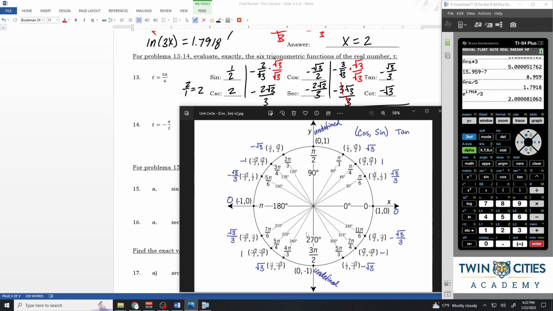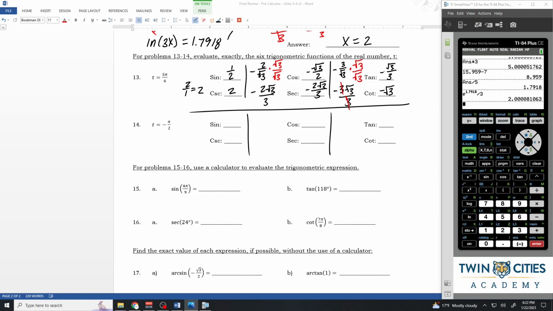So the sine is negative 1. The cosine is 0, and the tangent is undefined because if I do sine over cosine, it'd be negative 1 over 0, but I can't divide by 0, so that's undefined. So let's write that down. Sine here is negative 1. Cosine is 0, and tangent is undefined.